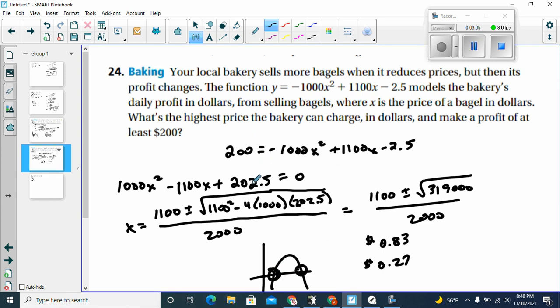As I plugged in 200, got my equation equal to 0. Notice everything in between those two, our profit is more than what we're looking for, so more than 200. It wants the highest price we can charge to still make a profit of 200. So that should be at this point here, which is the bigger of the two, which is the 83 cents. Technically, it's 83.2 cents, so 84 would be too much. So yeah, 83 cents.